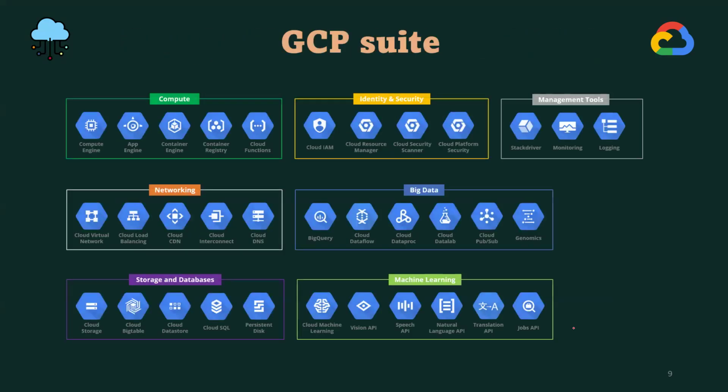And what are the services that it is offering? If you ask me, GCP is offering plenty of services, such as compute services, identity and security services, management tools, networking services, big data services, storage and database services, and machine learning services. So these are the different categories of services it is offering.